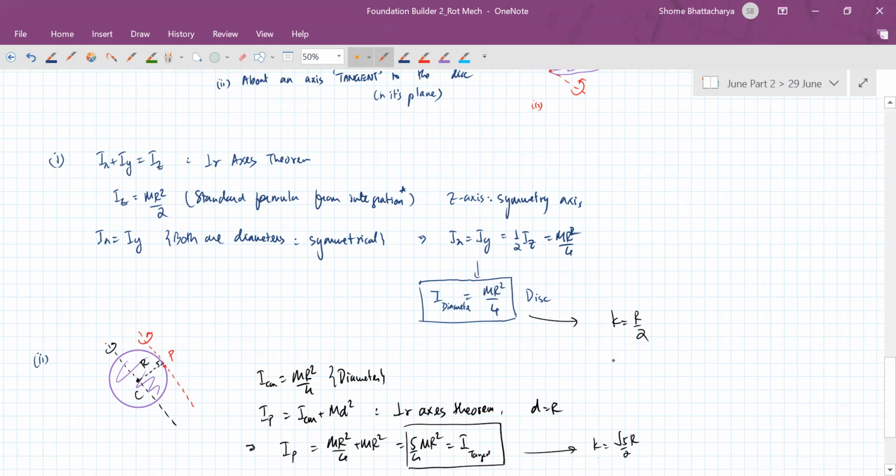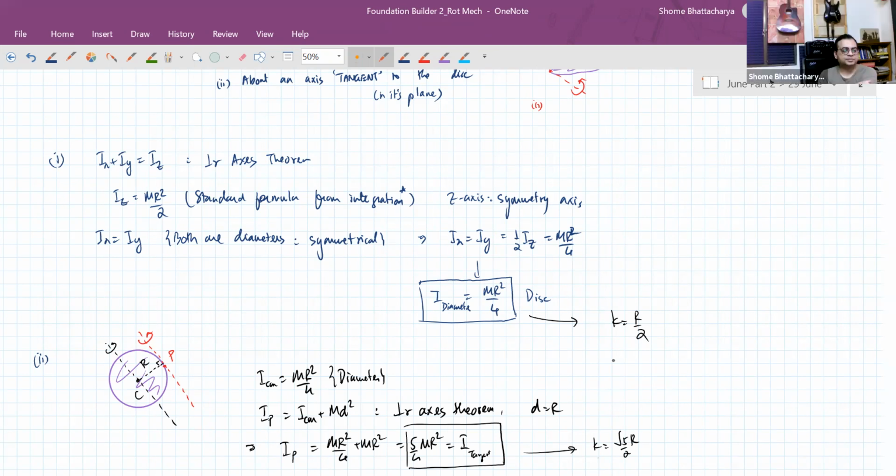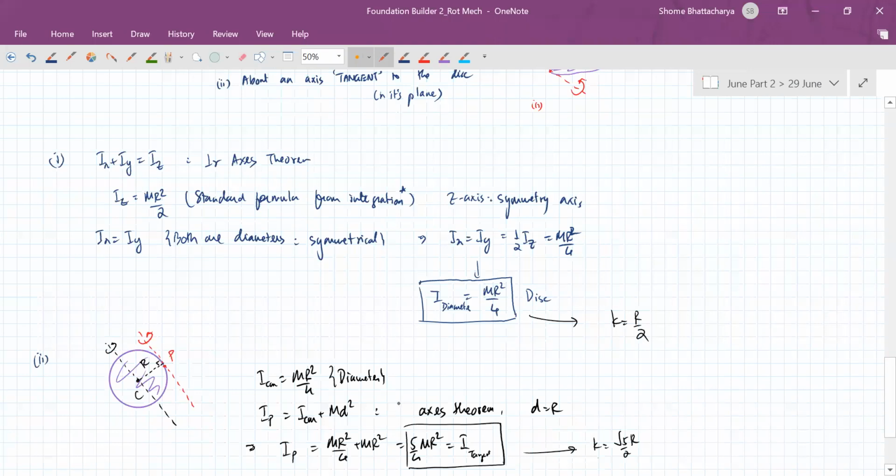Sir, there will be parallel, no? Yeah. This tangent and this diameter are parallel to each other. So, oh, sorry, it's parallel axis. Correct. This one you are saying. Yes, sir. Yeah, this is parallel axis. Correct.